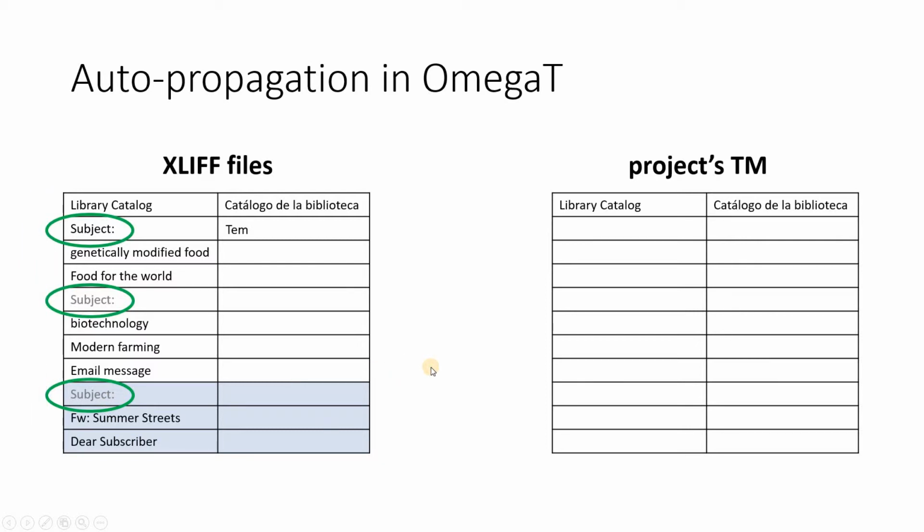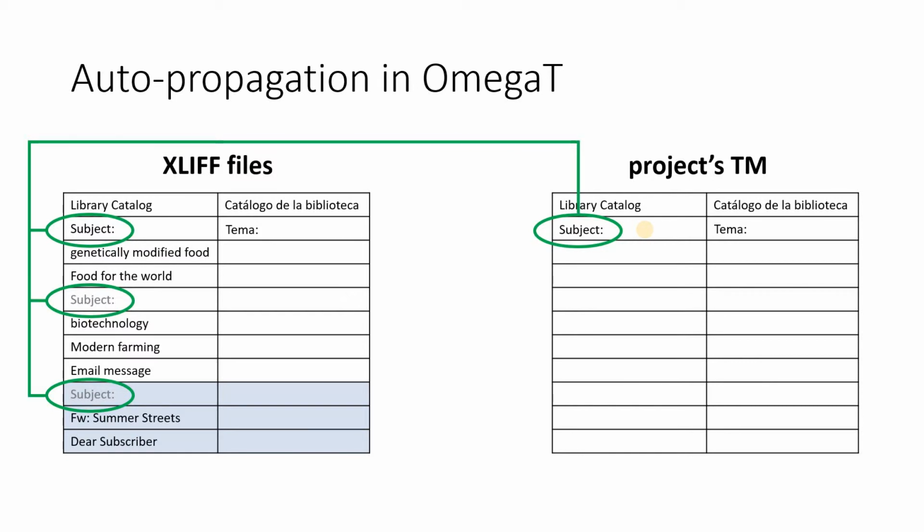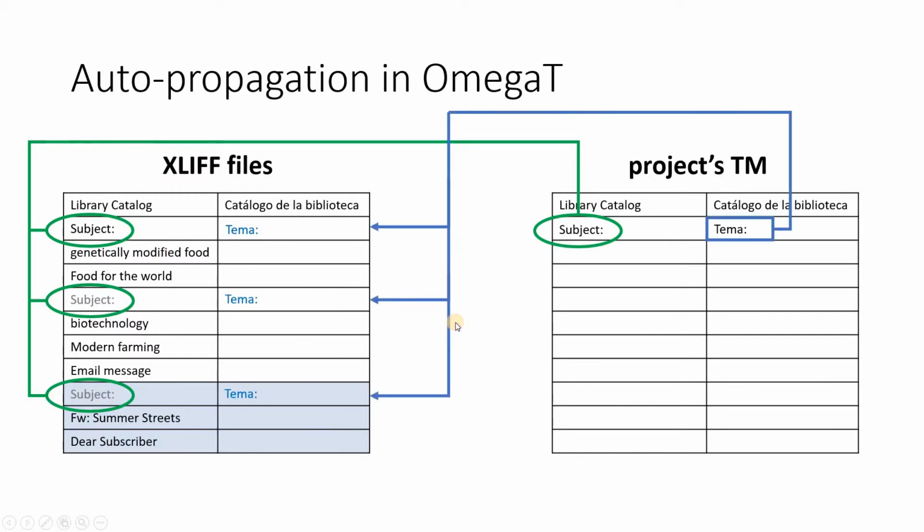So we translate the first occurrence as tema, and the translation is saved in the project's TM. And then OmegaT compares the source text of this new translation unit stored in the TM with all the source segments in the project, and it finds that there are several identical occurrences, and then it uses the translation in all of those. So this is how autopropagation works in OmegaT. The translation is saved only once in the TM, and then it is pulled from there into all the places where it is needed.